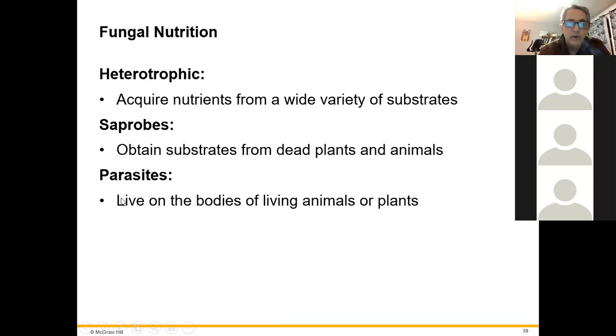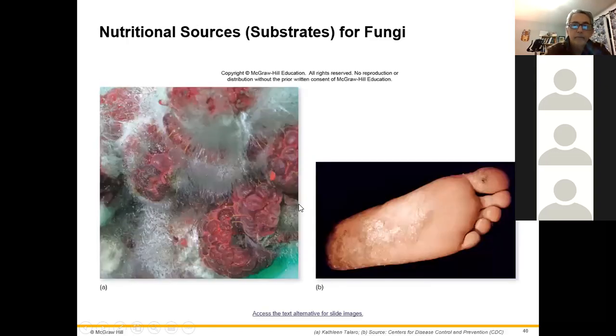Some fungi are parasites. They live on the bodies of living animals or plants. So if you ever had athlete's foot, that is parasitic fungi living on your skin. Oh, and they had a picture of it. Forgot about this. So it's obviously a warm, moist environment, and the fungi are actually growing on the surface of the skin. Here's a close-up picture of that.